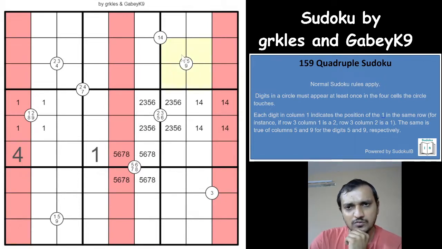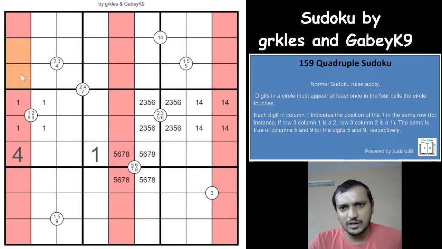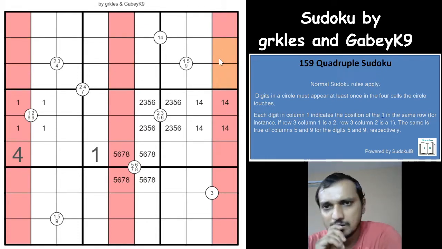You'll have one of these 4 cells, which means 7 or 8 would have to be here. 7 and 8 would have to be here somewhere, right? Not sure of it.